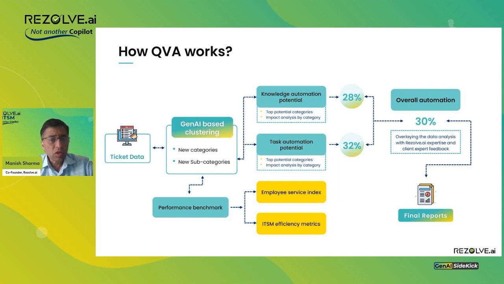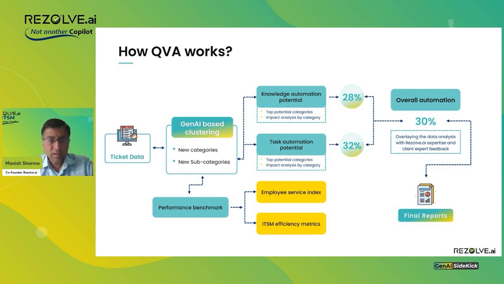It goes to knowledge automation. It largely goes into two areas: one is knowledge automation potential and the other is task automation potential. Knowledge automation potential means that we are now telling you where you need to have knowledge in order to deflect the tickets. Where precisely, right? And that's a big deal.